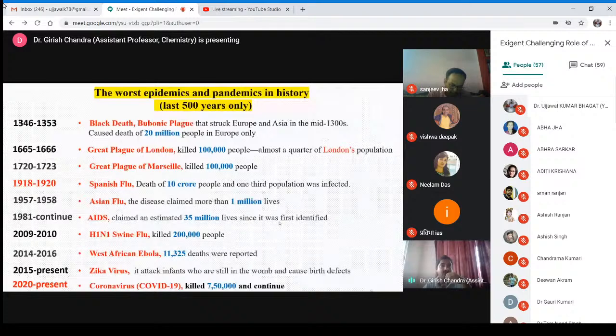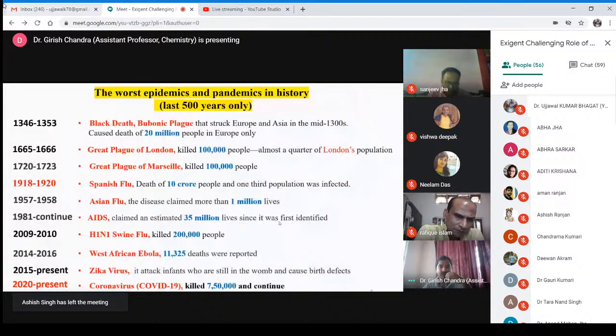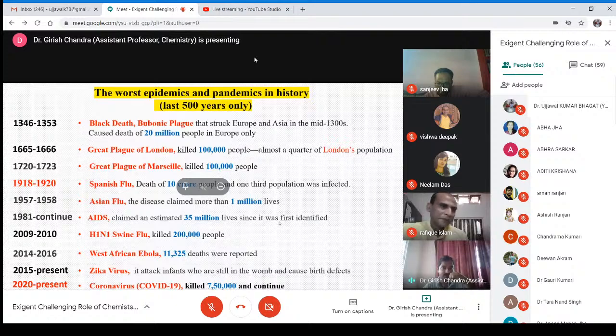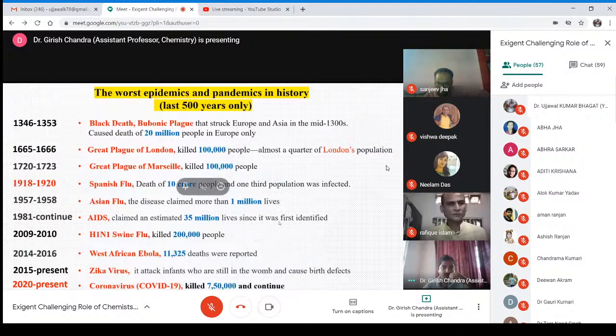So continuously there have been many more pandemics affecting human society, and we are a younger generation. We did not see this devastating kind of pandemic, but in the last 10 years we witnessed 3 important pandemics. Although the death toll is lower compared to the previous ones, the significant one is H1N1 swine flu, which caused 2 million people to die. This is once again due to a virus.